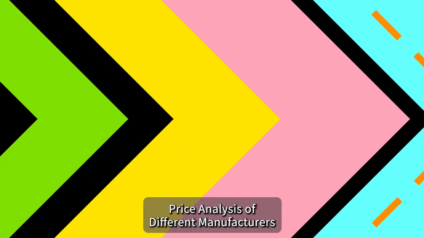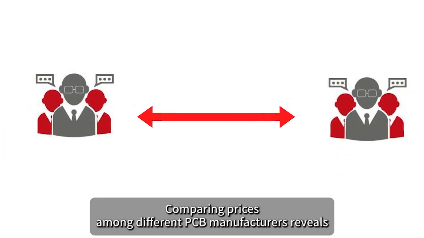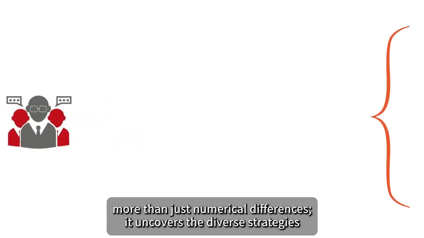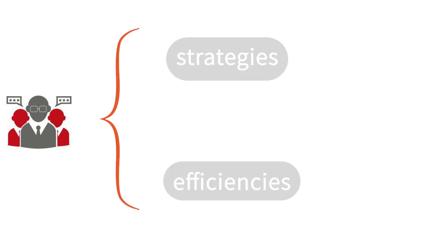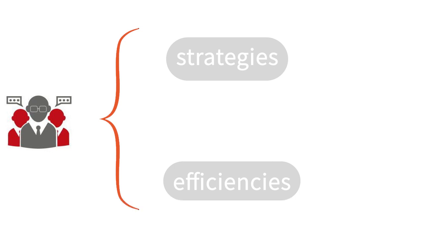3.1. Price analysis of different manufacturers. Comparing prices among different PCB manufacturers reveals more than just numerical differences. It uncovers the diverse strategies and efficiencies employed by these manufacturers. However, this comparison is not straightforward.